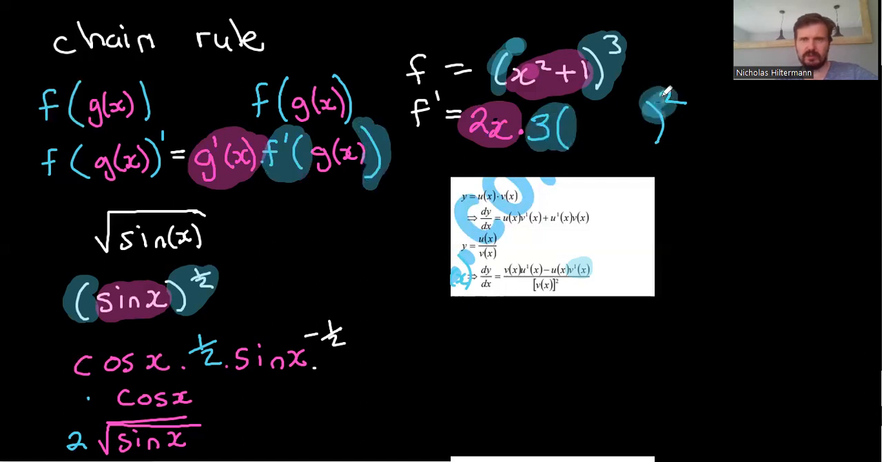Now, focus more on the product rule and the quotient rule, because I don't see the chain rule in the formula sheet. So you may not even need to do it, but I seem to remember seeing a chain rule question. So I just want to go over it just in case it comes up. And then we leave the inside alone, the g of x alone. So we leave the x squared plus 1 alone. And that's it. So 2 times 3 is 6. That becomes 6x, x squared plus 1 to the power of 2. And that's our derivative.